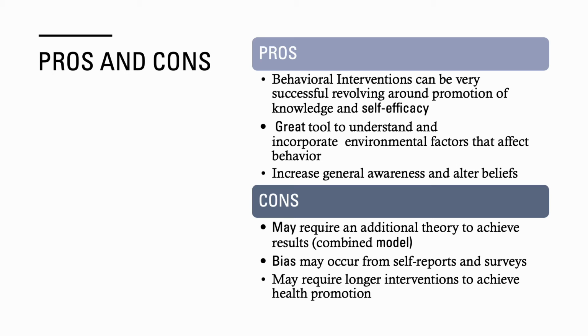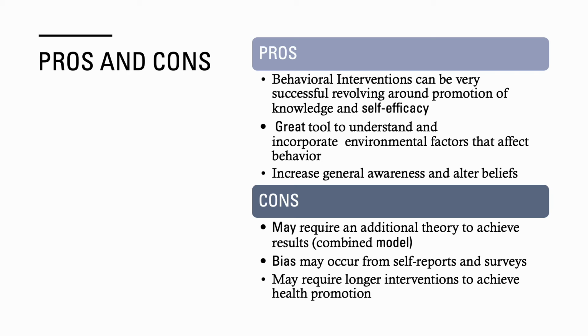A few of the cons, however, that we can see is that there can be bias from self-reports and surveys, because unfortunately the social cognitive theory is not something that can be very measurable for the most part, but is usually done in the form of reports or surveys that can cause bias.